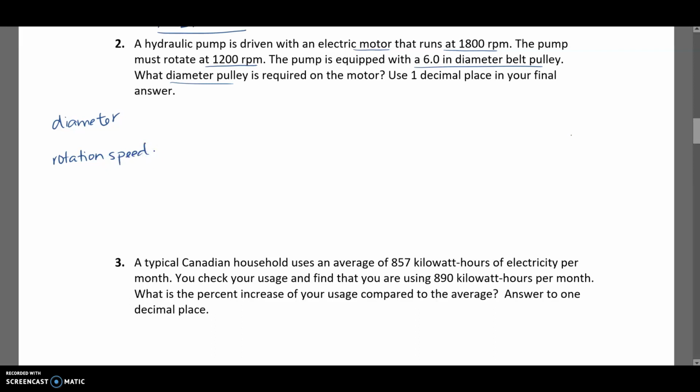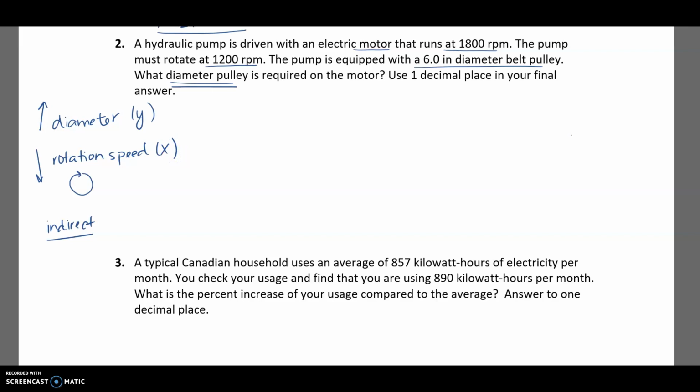This is an example we talked about in the lesson notes. As the diameter of a pulley or gear increases, its rotation speed, the time it takes to go around, decreases. So this is an indirect relationship. I can label my variables. So I'm looking eventually for the diameter, so I'm going to use that as y. My rotation speed I'll call x.